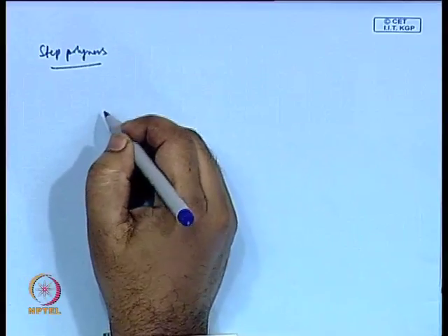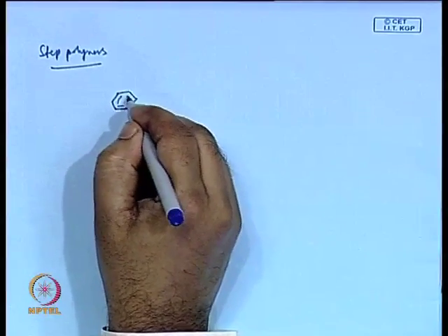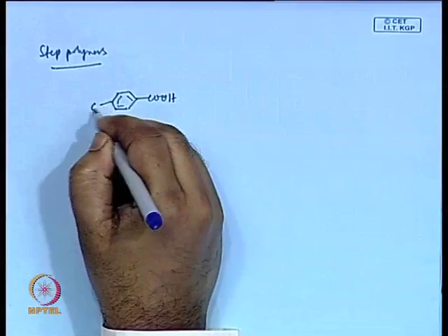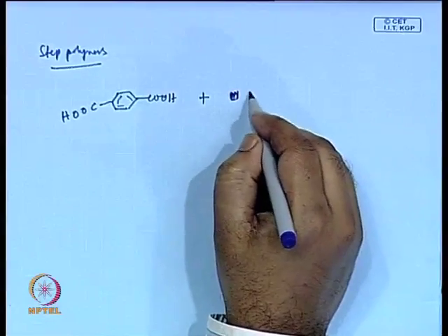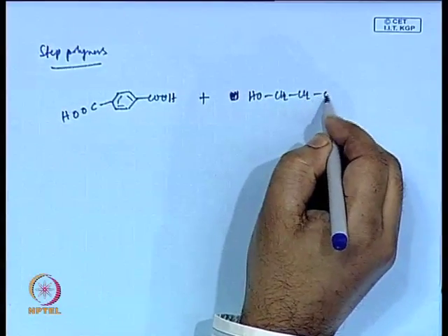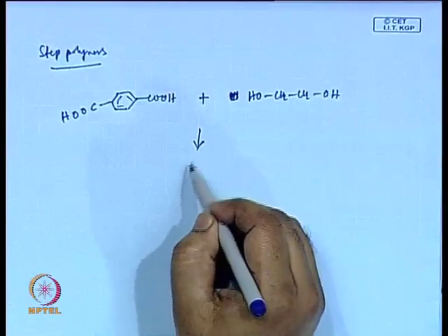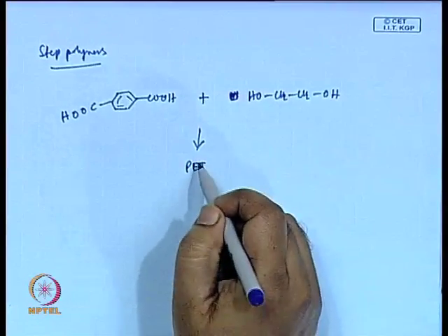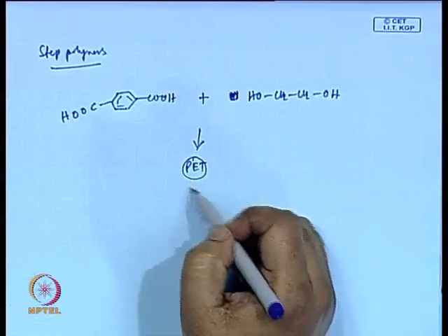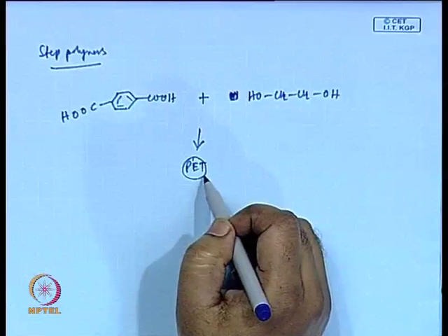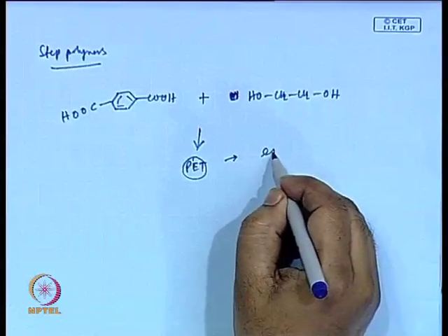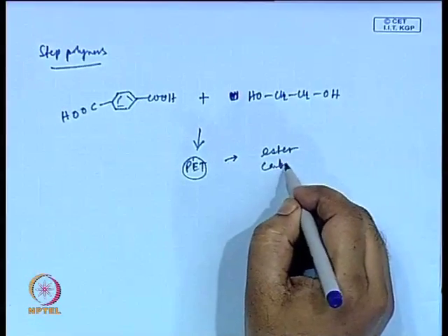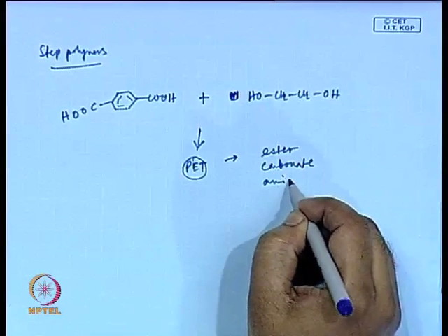If it is formed from two monomers, like terephthalic acid plus ethylene glycol, you get polyethylene terephthalate. In this case, you identify in the polymer structure which class it belongs to. For example, whether it belongs to an ester class or a carbonate or an amide or urethane.